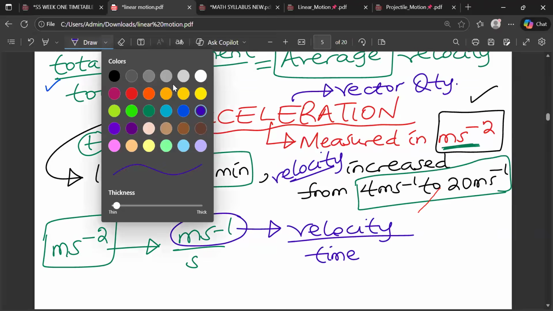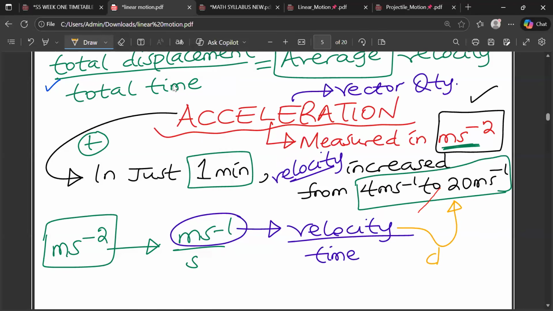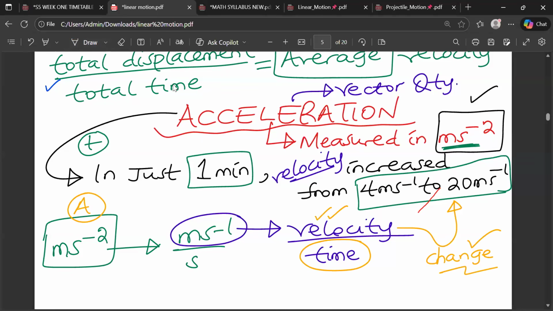But remember, it is not just one value of velocity. The velocity is actually changing. Because we said in 1 minute it increased from 4 to 20. So if you're to define acceleration, you will say acceleration is the change in velocity with respect to time. Or you say it is the rate of change of velocity. I told you that anything over time is the rate of change of that something. Hope you get it.